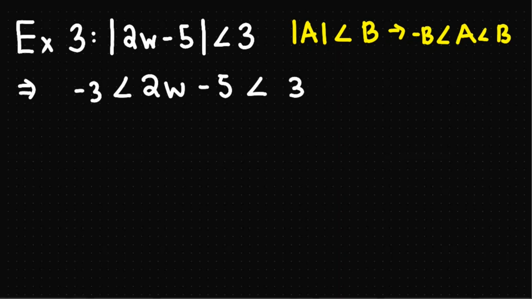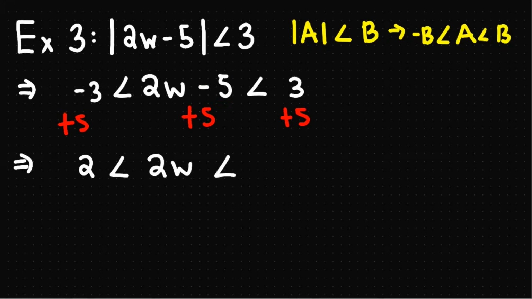And we can actually solve this simultaneously, or at the same time. So what we can do is add 5 in every part of the inequality, since we want to remove this negative 5 out here. So we'll obtain here negative 3 plus 5 is 2. Then in the middle we'll have 2w. And lastly, on the rightmost side, 3 plus 5 is 8. Lastly, we divide 2 in every part of the inequality to eliminate the 2 out here.